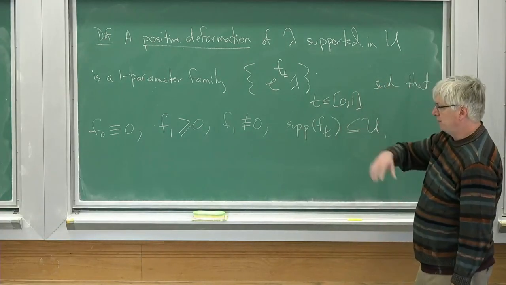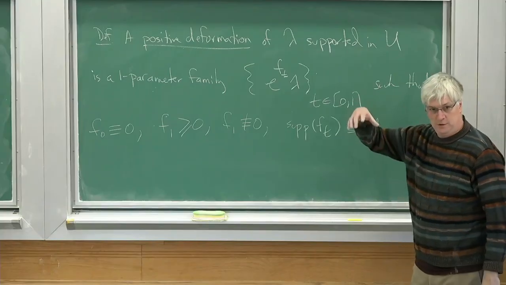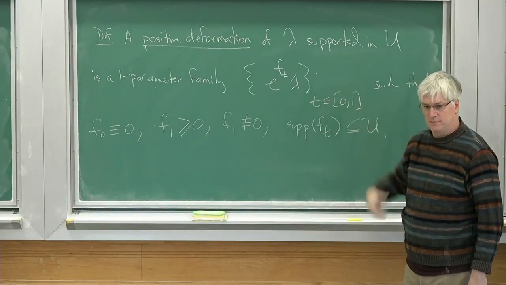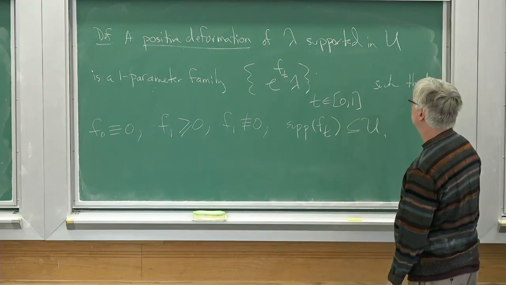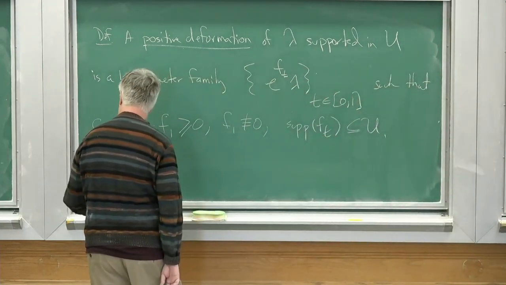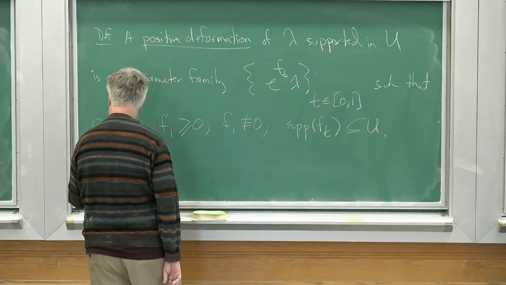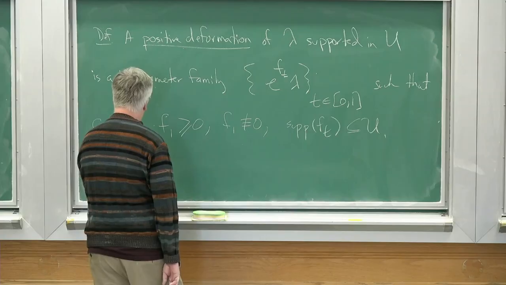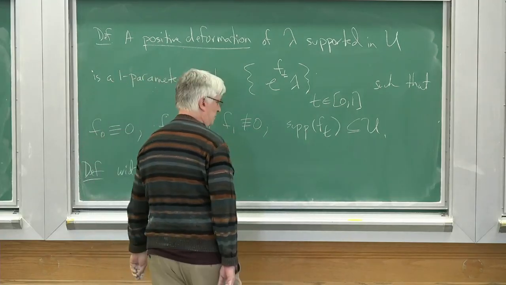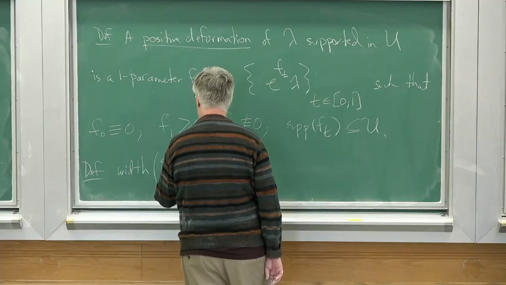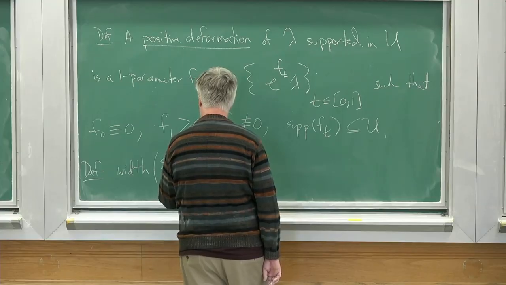So I'm changing the contact form only inside of U, and at the end of the day, it's a non-negative function. And then there's a notion of the width. I don't have time to fully explain this, so this is maybe more for the experts.